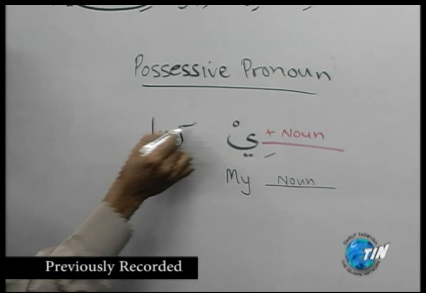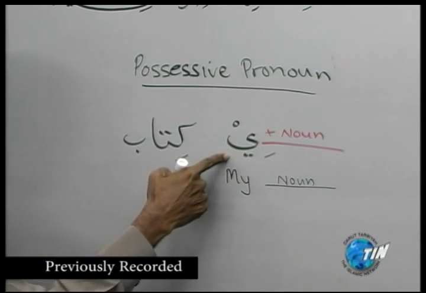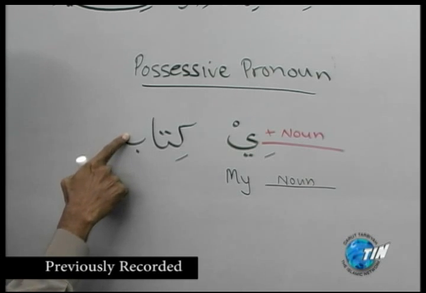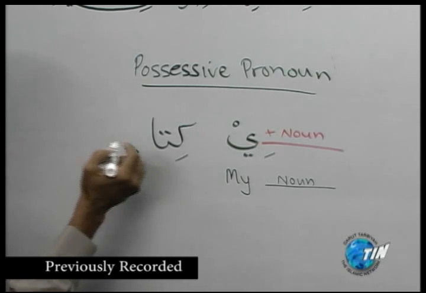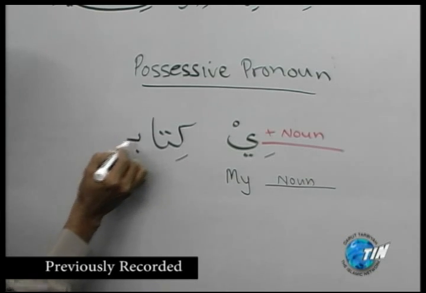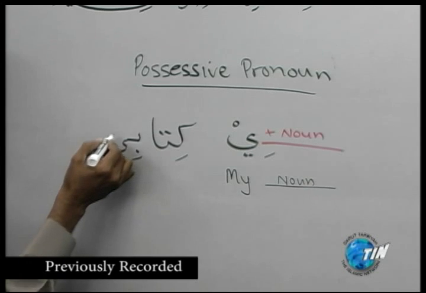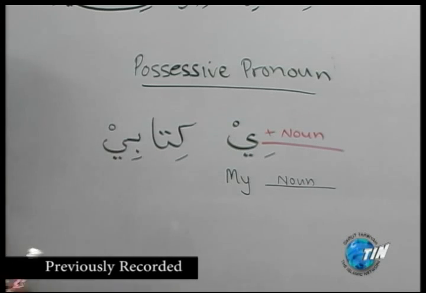So we have kitab, which is a noun, and if it is my, we add the ya, so we change the shape of the ba like this. And we have the ya. So it becomes kitabi. Kitabi means my book.